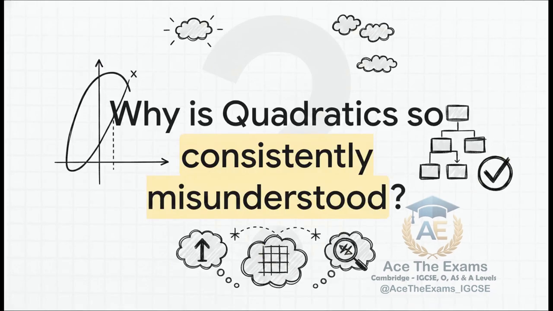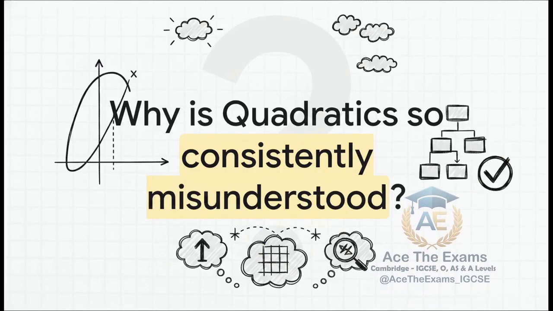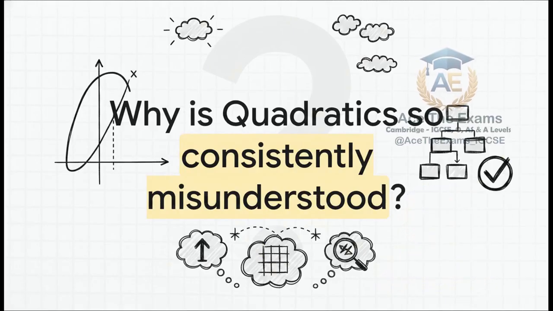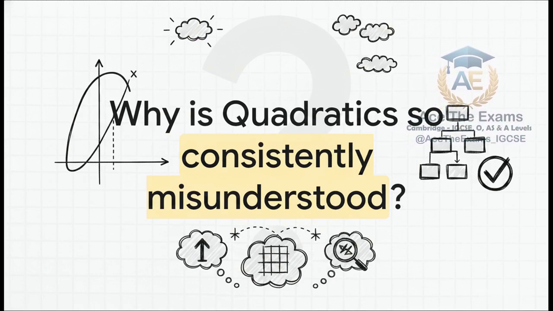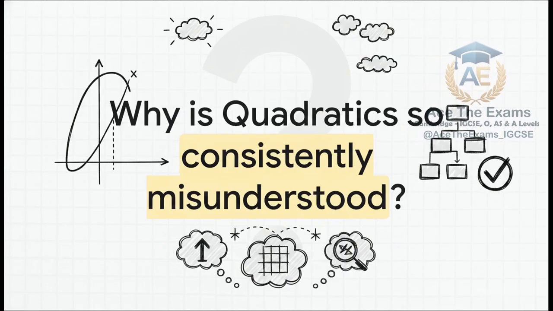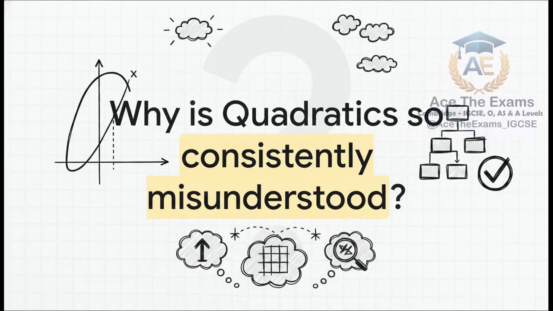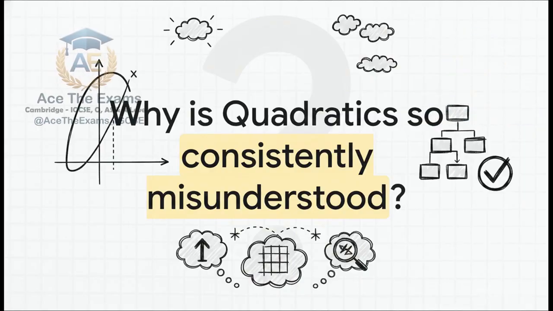So let's start with the big, glaring question. Why is quadratics one of the most consistently misunderstood areas in all of mathematics? Senior examiners report year after year, paper after paper, that students just stumble here. But here is the massive secret. It's almost never the core math that's impossible. It's not that you don't know the quadratic formula. The breakdown happens in how students present their evidence and evaluate their findings.